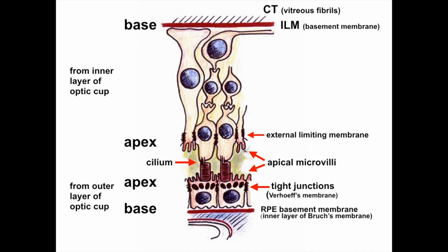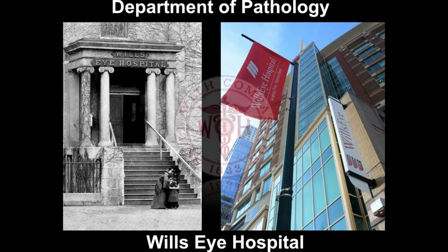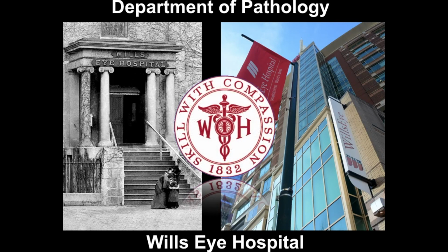Knowledge of the embryology of the neurectoderm and the optic cup helps us to understand the organization and relationship of the structures in the adult eye.